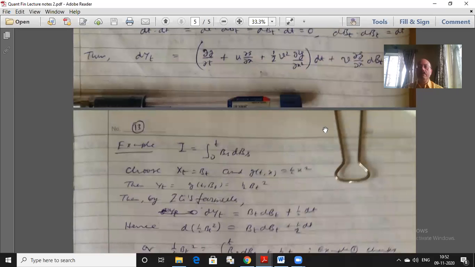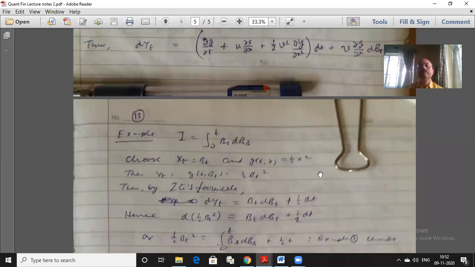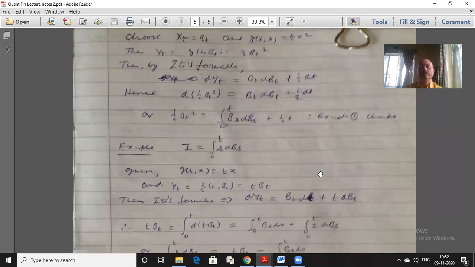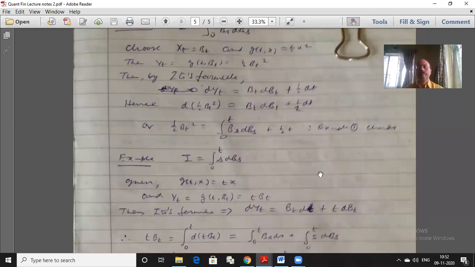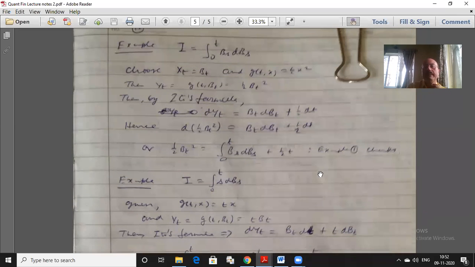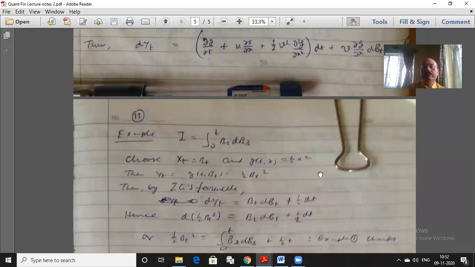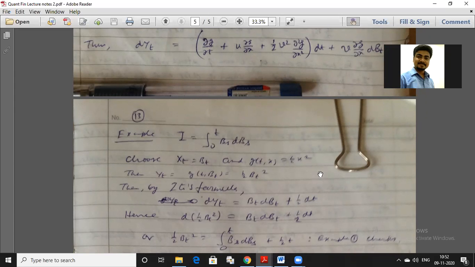Is that clear? Because here the first two terms will vanish. Just check this quickly and satisfy yourself that we are on the right track. Yes, sir.